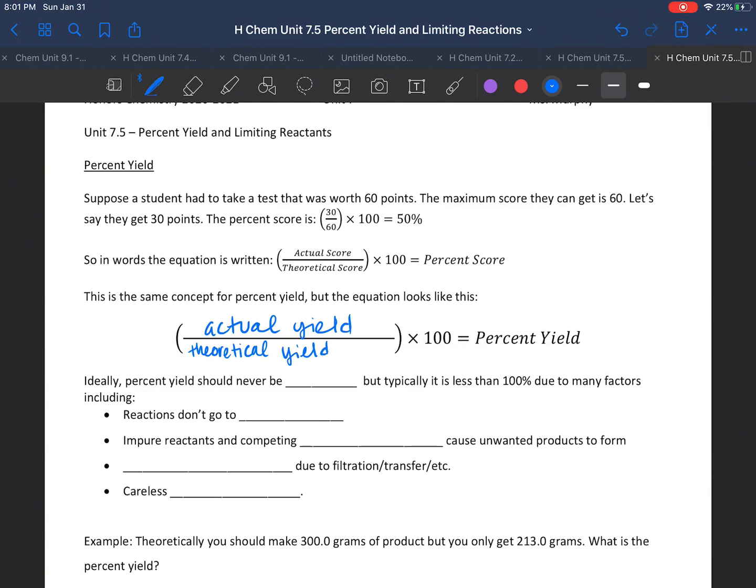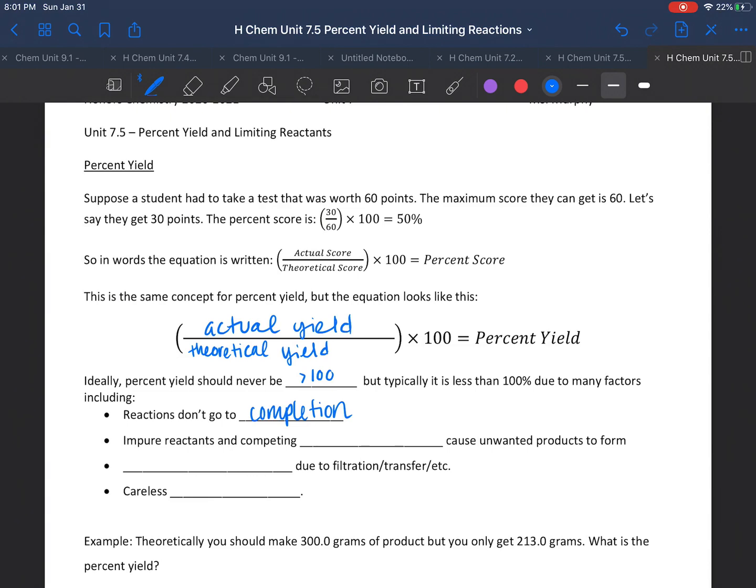So for example, if we're thinking of mass of a product, like how much we're going to make, ideally your percent yield should never be greater than 100 because that means you have more than you should have made. But usually it is less than 100% due to a lot of factors. Some of these include if the reaction doesn't go to completion, if it doesn't finish reacting, then you're not going to form everything you could.